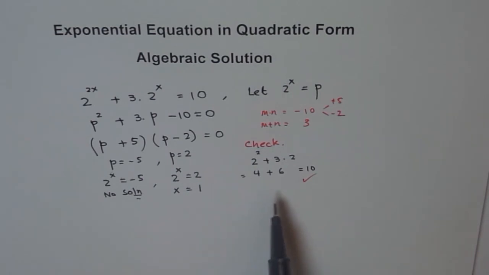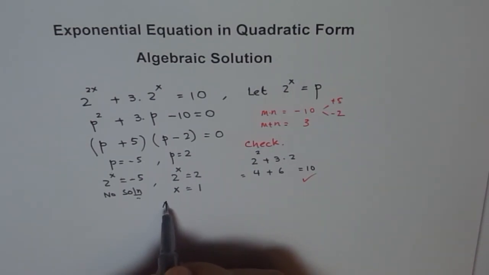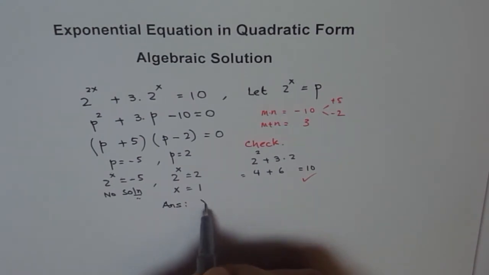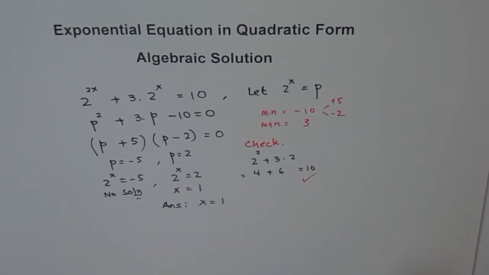Perfect. So therefore, we get x equals 1 as our answer. So the solution for this equation is x equals 1. Perfect. Thank you.